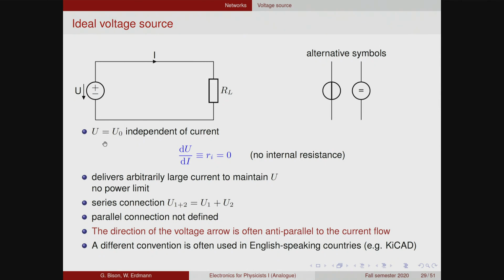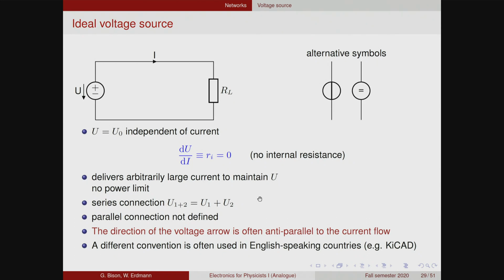And of course, the voltage source is characterized by its voltage. It's independent of current. So the ideal voltage source can supply any current we want. So if we connect a micro ohm resistor here, then a very, very large current will flow. And the ideal voltage source is not limited. So it delivers arbitrarily large currents. There's no power limit.